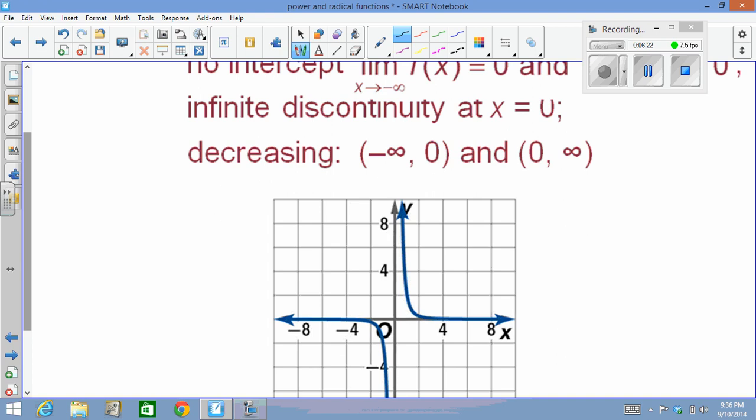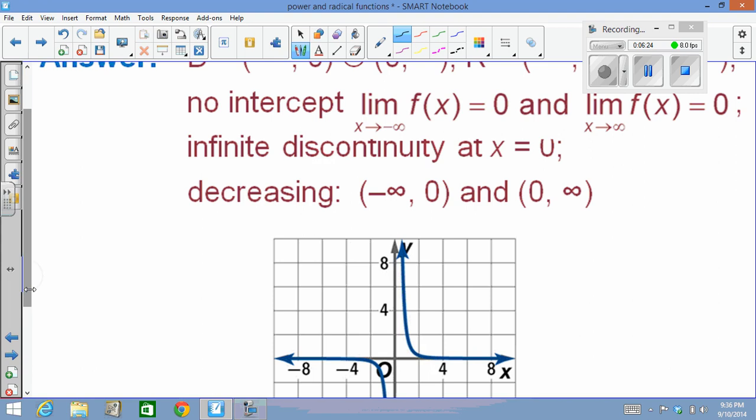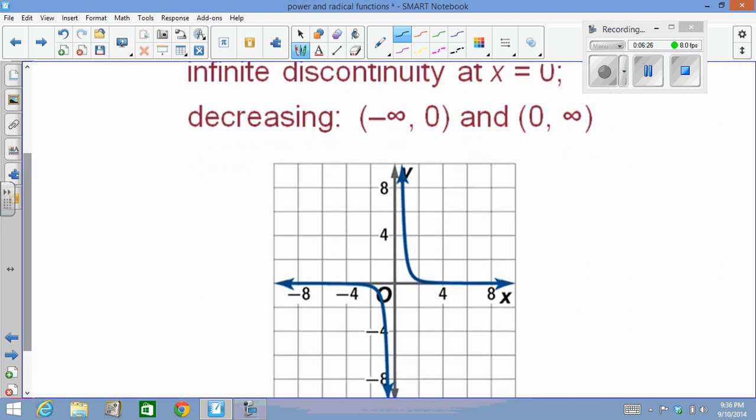I also know that my end behavior tells me as x goes to negative infinity, y is going to go to 0, and as x goes to positive infinity, y is also going to go to 0. There's also an infinite discontinuity, and it is always decreasing because it's going down here and it's going down here. So that's the graphing part that we did pretty much last year, so that's not really anything new.